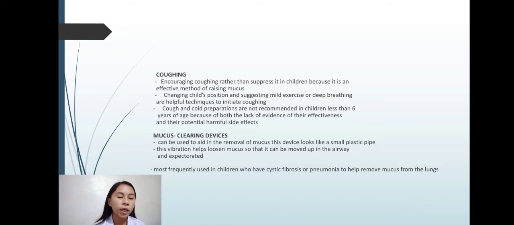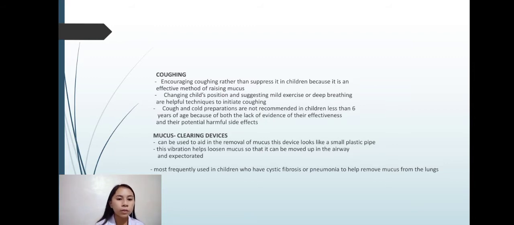Encourage coughing rather than suppressing it in children because it is an effective method of raising mucus. So changing the child's position and suggesting mild exercise or deep breathing are helpful techniques to initiate coughing. So cough and cold preparations are not recommended in children less than 6 years of age because of both the lack of evidence of their effectiveness and their potential harmful side effects.